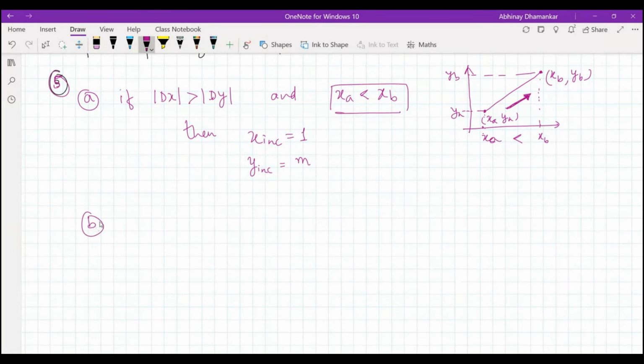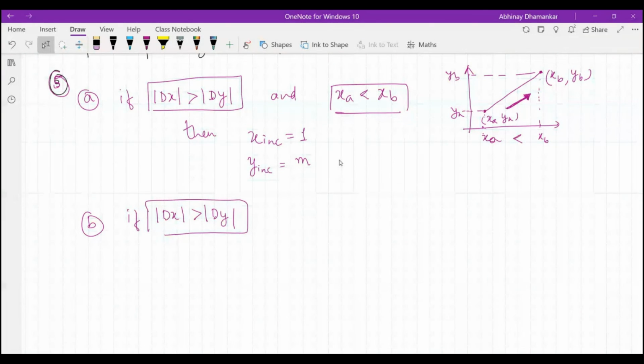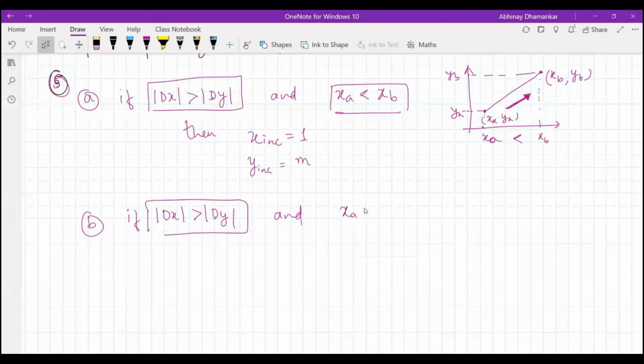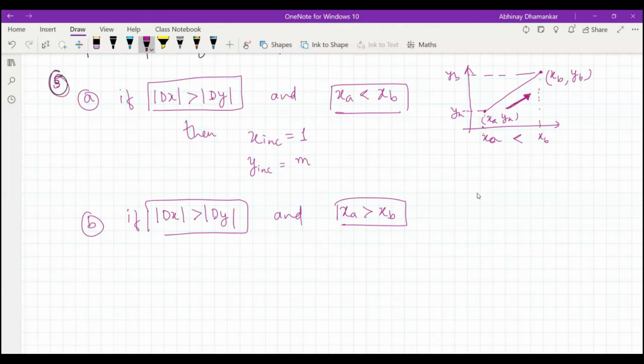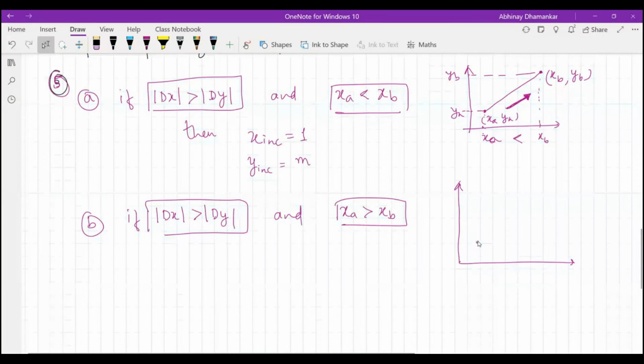Now in the second case, that is B part. Okay, if dx greater than dy, same case है, ये केस और ये केस सेम है, but here xa greater than xb, यहां पे चेंजेस है. ओके, इसका मतलब क्या हो गया? लेट मी प्लॉट दिस डायग्राम. Okay, with the same thing here.